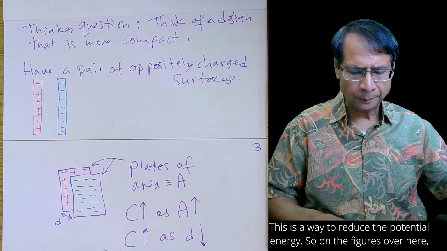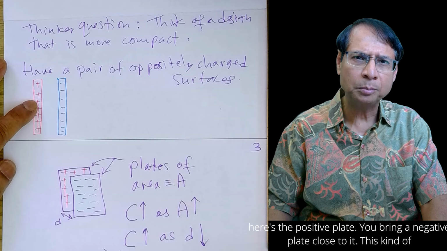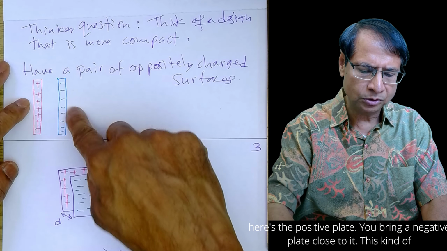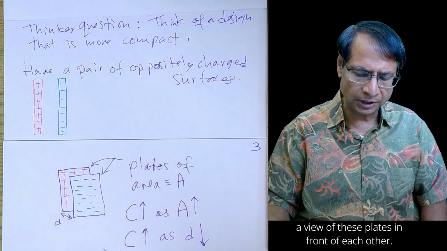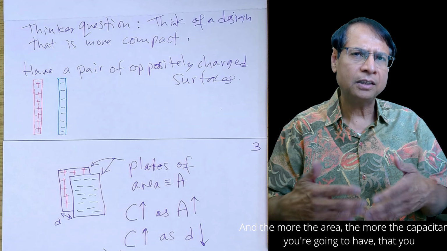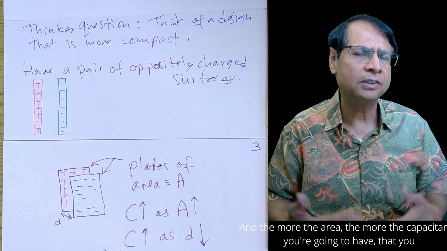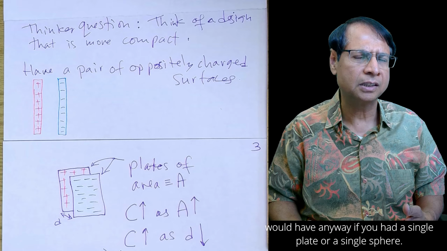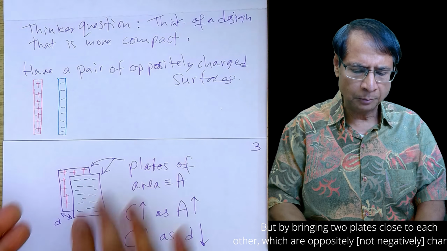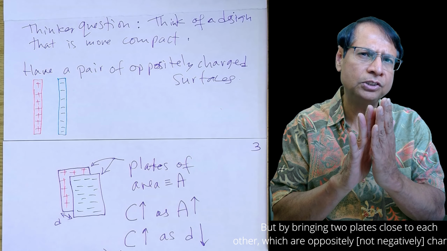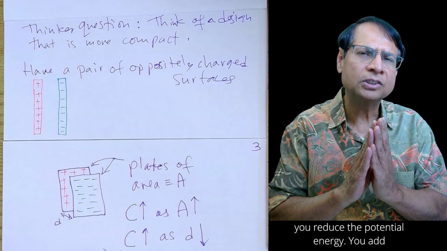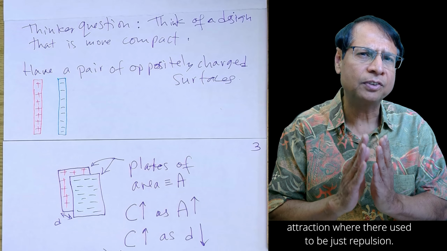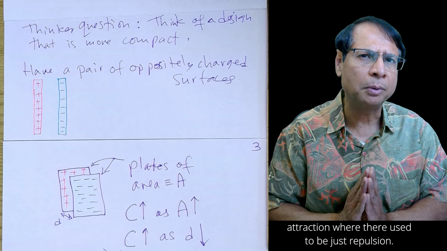So on the figures over here, here's the positive plate. You bring a negative plate close to it. This is a view of these plates in front of each other. And the more the area, the more the capacitance you're going to have, that you would have anyway if you had a single plate or a single sphere. But by bringing 2 plates close to each other, which are oppositely charged, you reduce the potential energy. You add attraction where there used to be just repulsion.